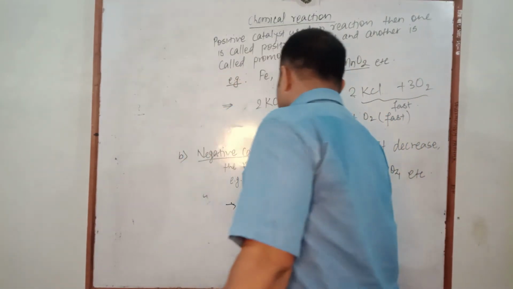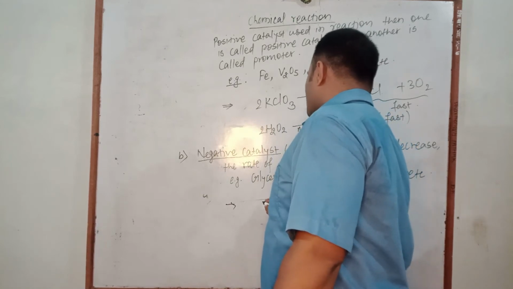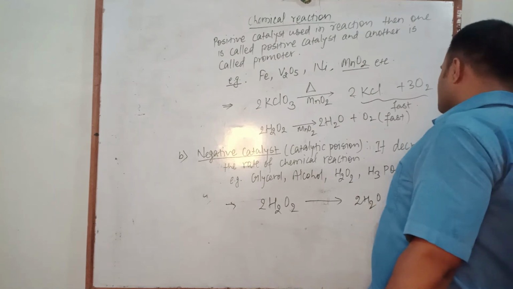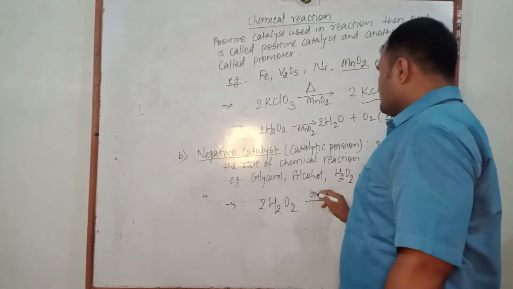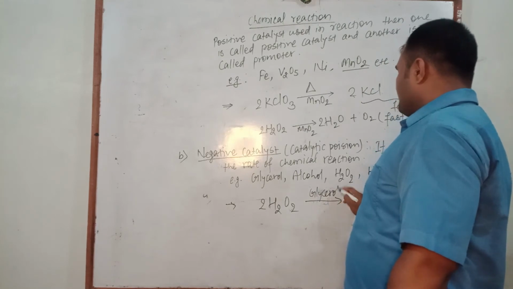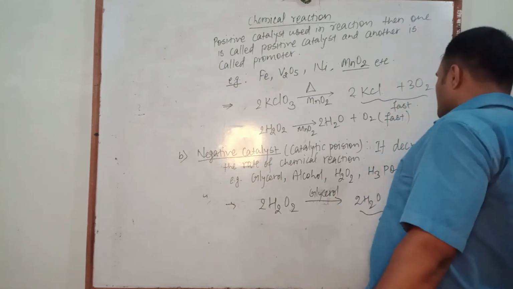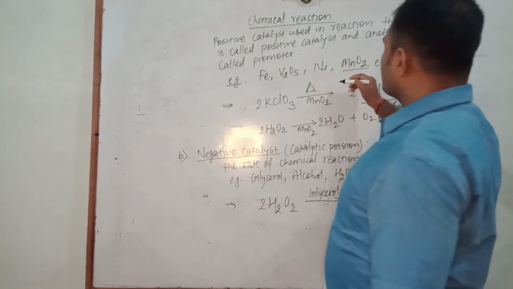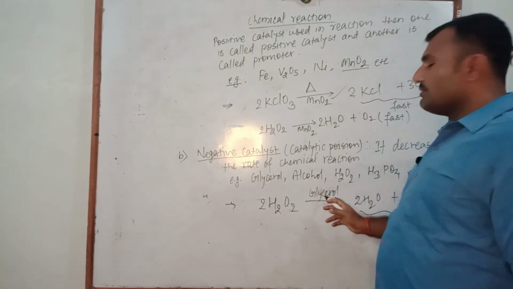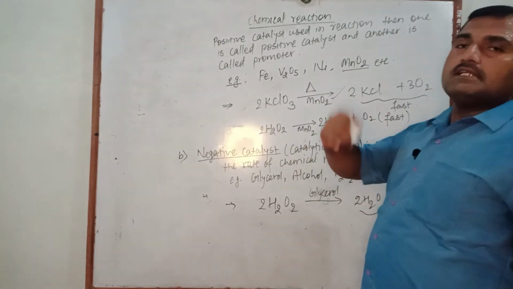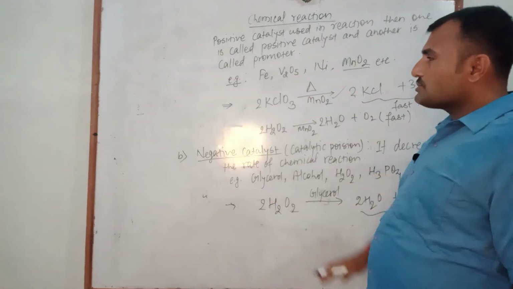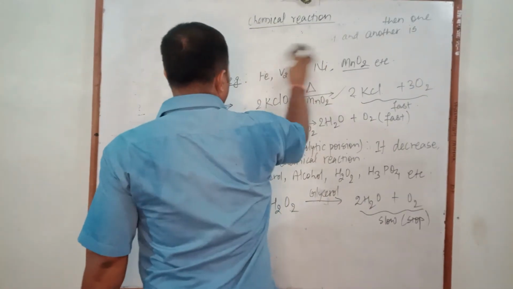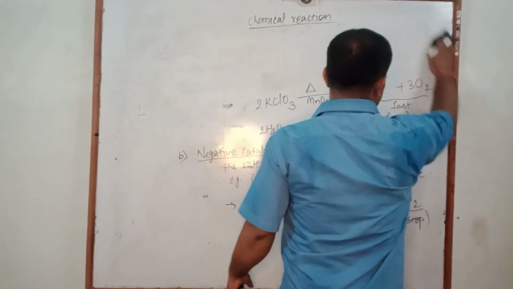And we can show it by example, like when hydrogen peroxide decomposes into water and oxygen. In this reaction, when we use glycerol, the reaction becomes slow or gets stopped. And in the same way, in the decomposition of potassium chlorate, when glycerol or alcohol is added, its rate also gets retarded or slows down. And in this way, catalysts help to increase or decrease the rate of chemical reaction.